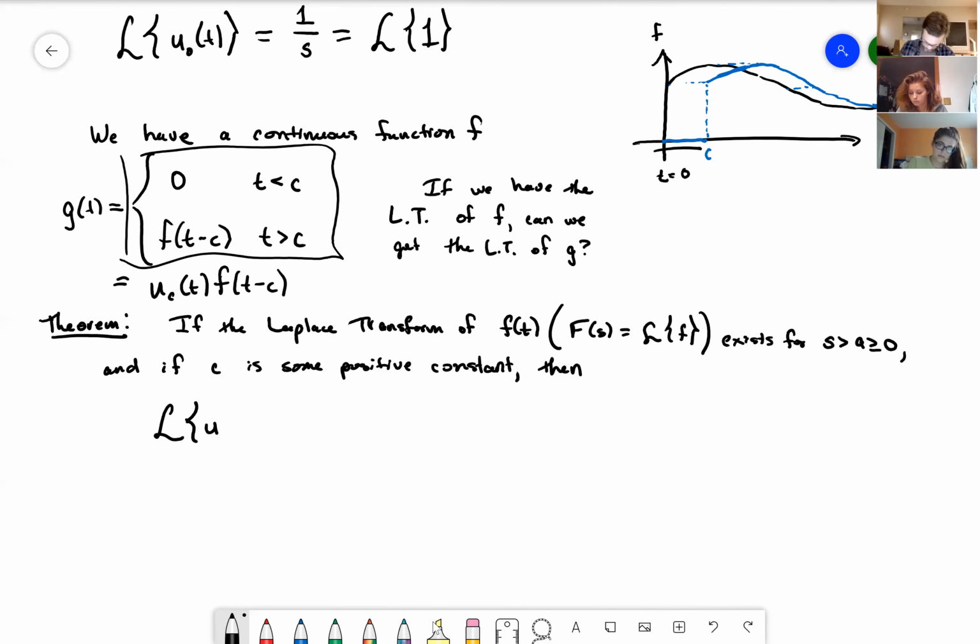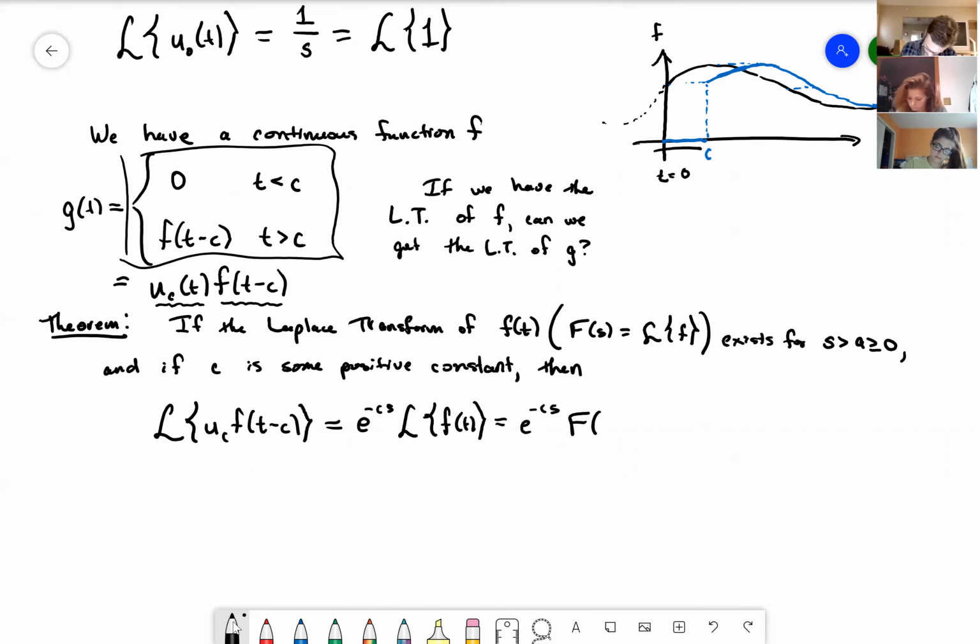So maybe the function looks something like this going back in time, but we don't want that part before t is equal to 0. We want to start our forcing function at time c. So this turns it on at time c. This is the function itself shifted forward by c. And so the Laplace transform of this thing, the shifted function, does exist. And in fact, is equal to e to the minus cs times the Laplace transform of f. And of course, we can rewrite this just as e to the minus cs times F of s. And it exists in the same place that the other one did, which is s greater than a.